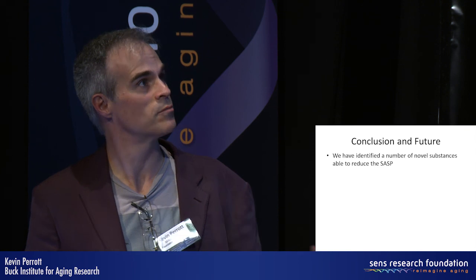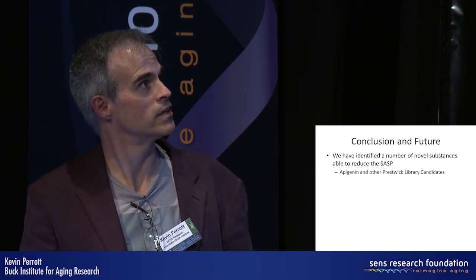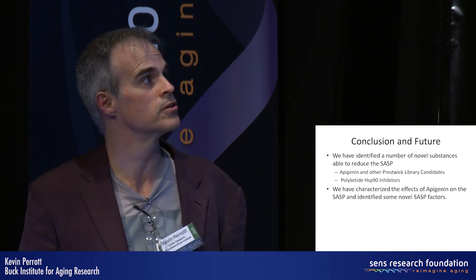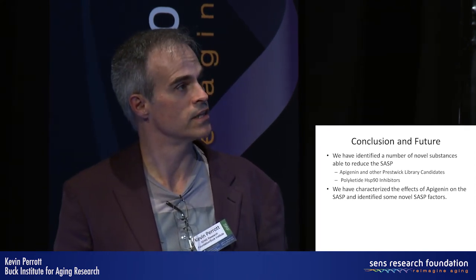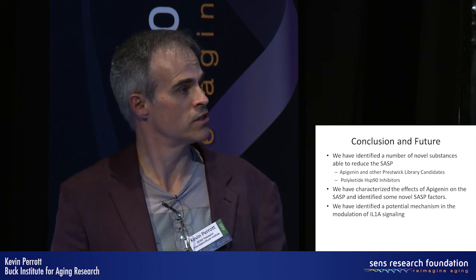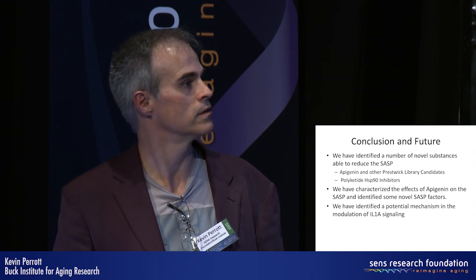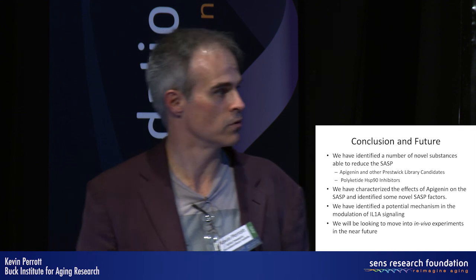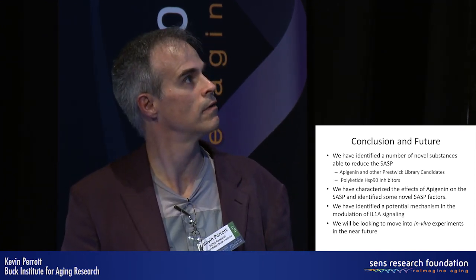We have identified a number of novel substances able to reduce the SASP: Apigenin and other Prestwick library candidates, as well as polyketide HSP90 inhibitors. We've characterized the effects of Apigenin and have identified some novel SASP factors like IP10, and potentially identified IL-1 alpha signaling as the mechanism by which Apigenin provides its effects. And we'll be looking into in vivo experiments in the near future with Apigenin, as well as the polyketide library.